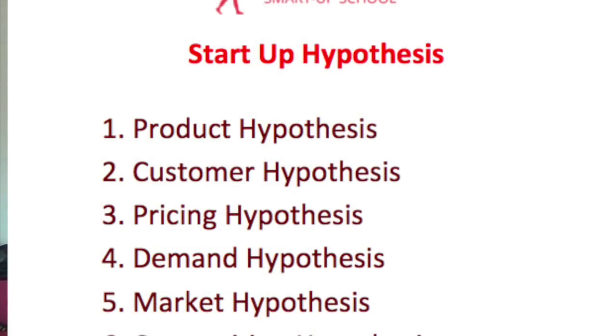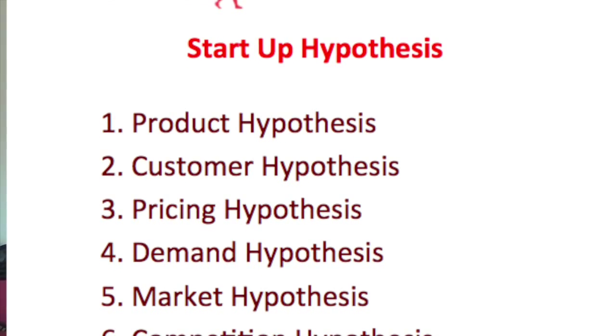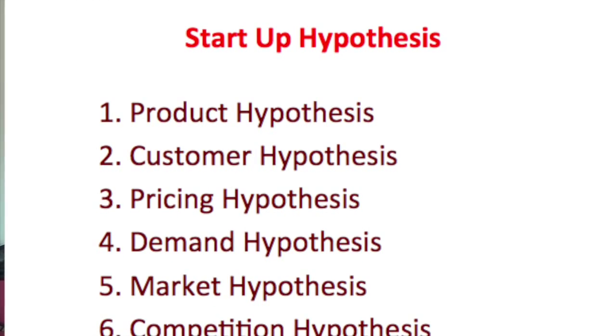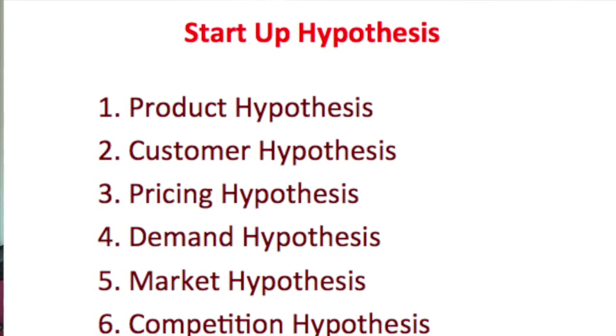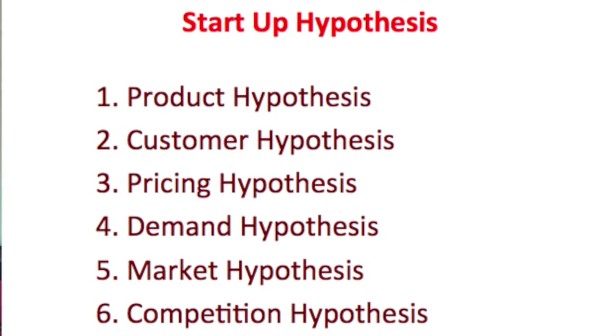Okay? So there are 6 types, or there are 9 types, but I decided to use only 6 hypotheses that we will choose here and we will work with them. The first of them is product, then customer, pricing, then demand, what's the market, and in the end our competition. Those are the 6 categories that we will work with and test our hypothesis.